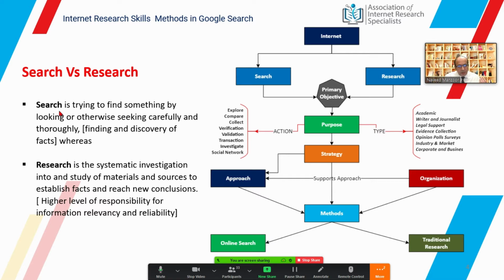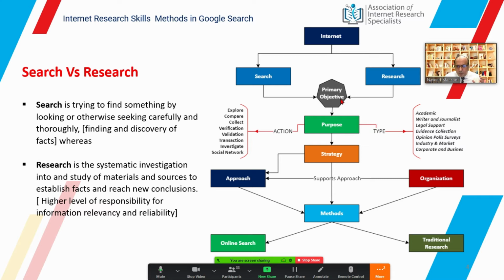So let's look at the difference. Search is trying to find something by looking or otherwise seeking carefully. That means it has to do with finding something, finding facts, finding information. It is a discovery of facts. Whereas research is more methodical and it has a higher burden of responsibility. By definition, it talks about systematic investigation. And there are 10 different definitions for research as well, and some of them are controversial, so we don't want to get into that.